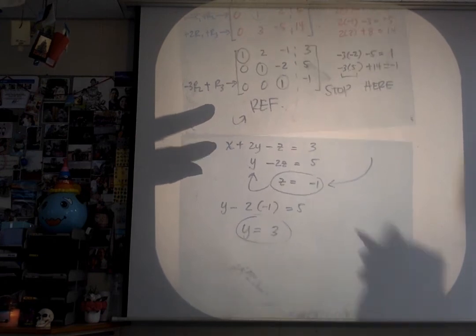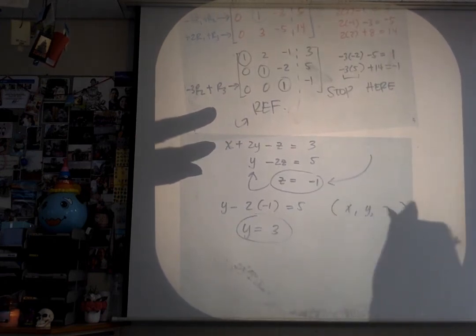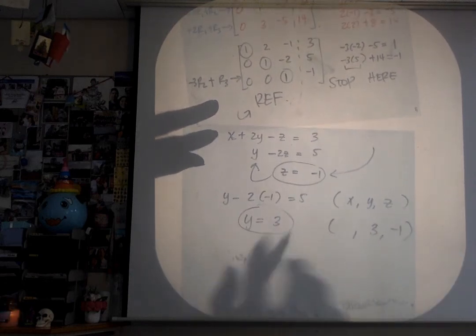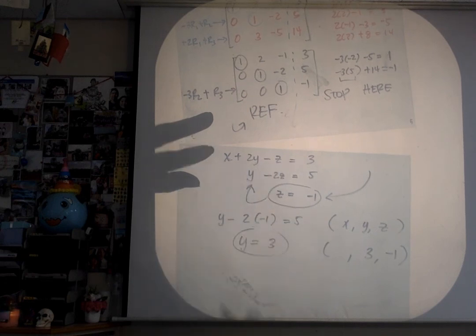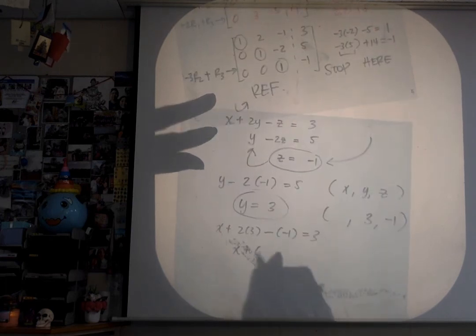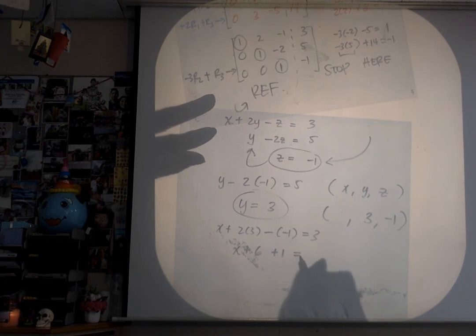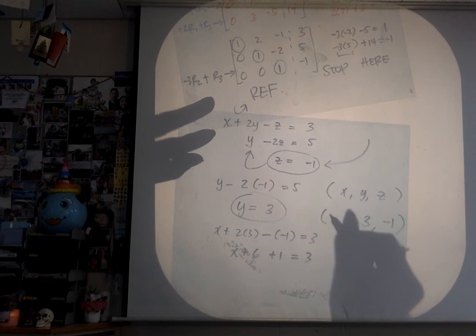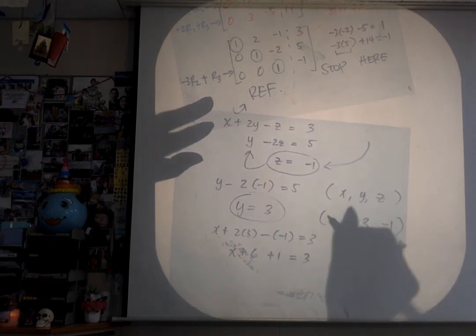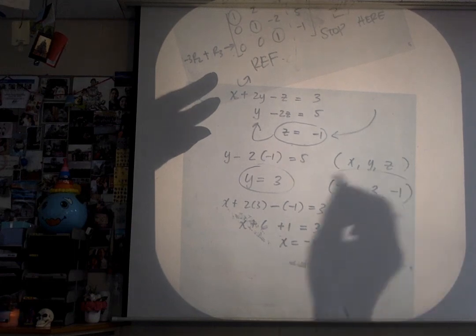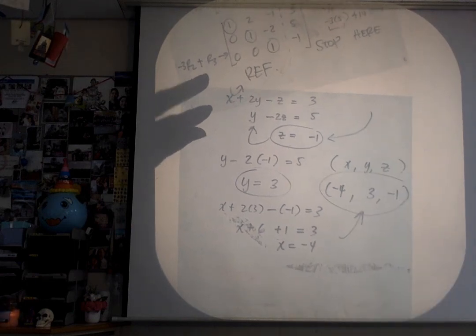You're done with y. Remember, you guys, you need x, y, z, and you've already found your y and your z. Let's find your x, okay? Now you have all your values here to get x. So x plus 2 times 3 minus a -1 equals 3. What do you get? x plus 6 plus 1 equals 3, right? So x equals -7. Sorry, x equals -4. What am I talking about? It's 7 here minus 3, so x equals -4. So you guys, x, y, z is -4, 3, -1.